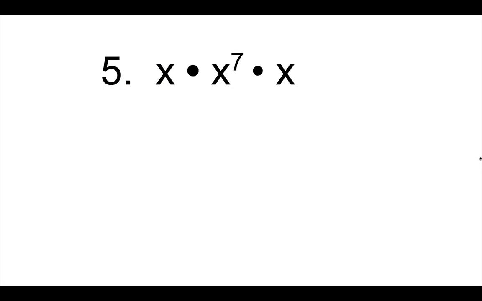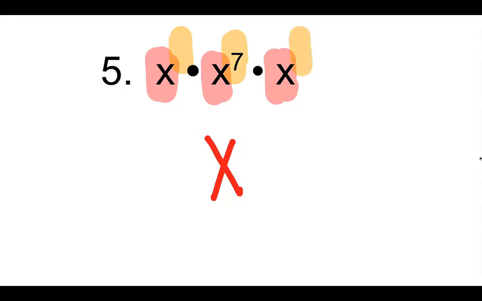So this one, all of the bases are the same. All of the bases are x's. So that's my base. Then if I go to look at my exponents, those are the baby numbers. 2 of them don't have any, so it's a 1. Now I'm just adding 1 plus 7 plus 1. Gives me 9. So this is x to the 9th power.